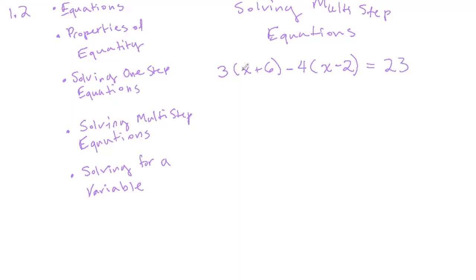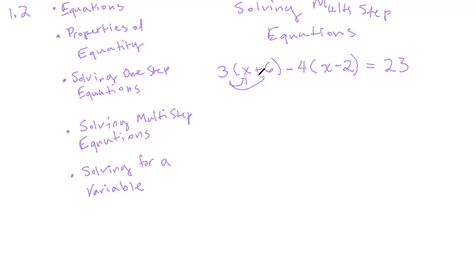So we've got 3 times the quantity x plus 6, minus 4 times the quantity x minus 2, equals 23. All right, how do we solve this? Well, in this case, we're actually going to do PEMDAS in the way that it's supposed to go. And once again, just by practicing, you're going to get a feel for these. The first thing I'm going to use is the distributive property.